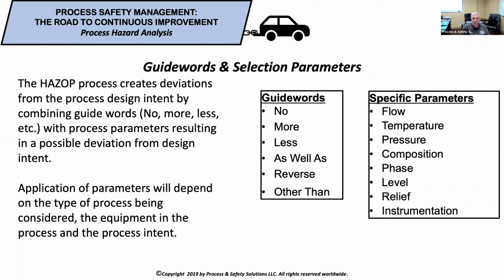So if you put a guide word together with a parameter such as no and flow, we all know what no flow means. We all know what no pressure means, or no level means. We may not know what no composition means, but we may understand what it means to have more composition of one thing more so than the other, etc. So the guide words and the parameters have to be determined usually beforehand, and you eliminate the ones that will not make any sense for that process.